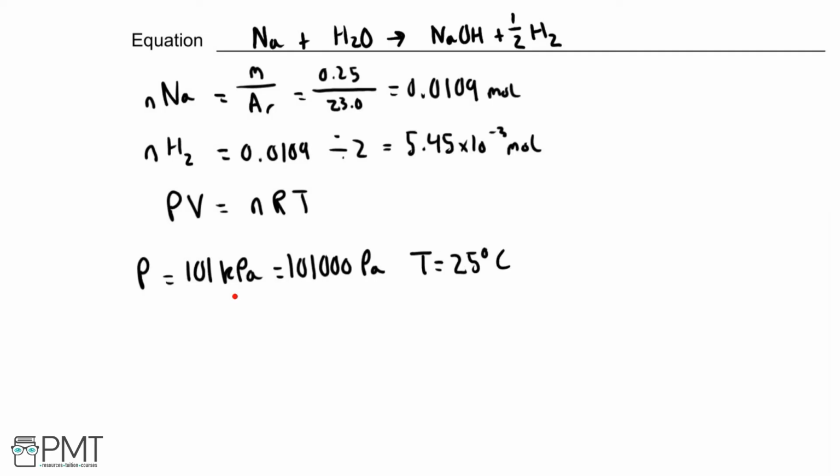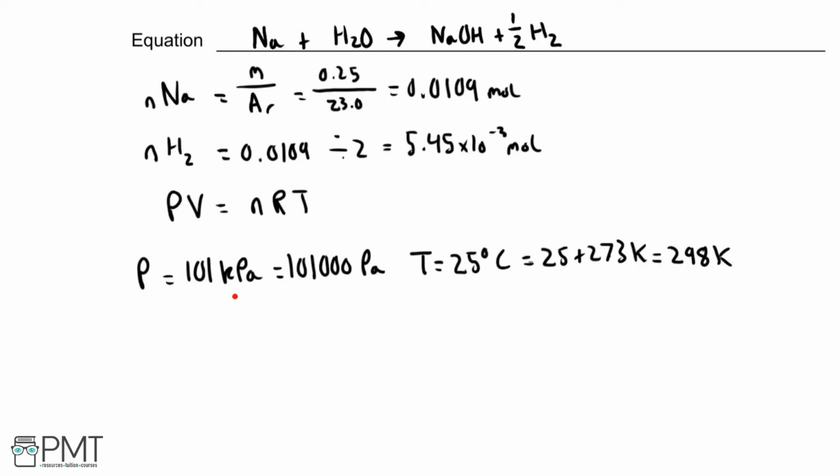We also need to work out the value for temperature, and that's been given to us as 25 degrees Celsius. However, once again, this isn't the unit we want. We don't want degrees Celsius, we need Kelvin. So we're going to convert that by adding 273, so that would be 25 plus 273 Kelvin, which is going to be equal to 298 Kelvin.